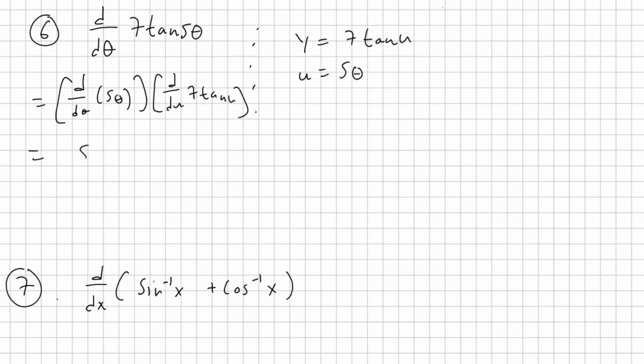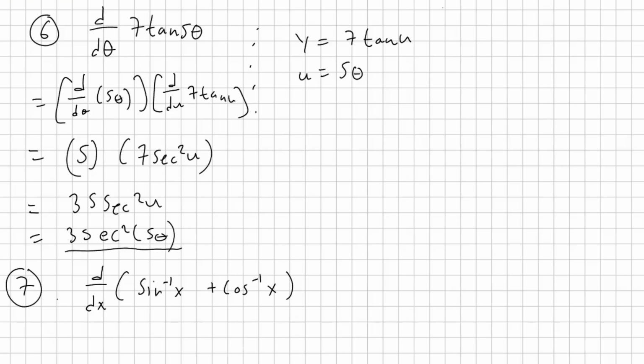Right, so this becomes just 5 on its own, and then here we have 7 tan u will actually become 7 sec square u. Now all we have to do in this case is sub back, or actually we can just multiply these two together, so we get 35 sec square u, and we can sub back our u, which is 5 theta, so we'll get 35 sec square 5 theta. And that should be our final answer in this case. There we go. Alright, now let's go to the next question.